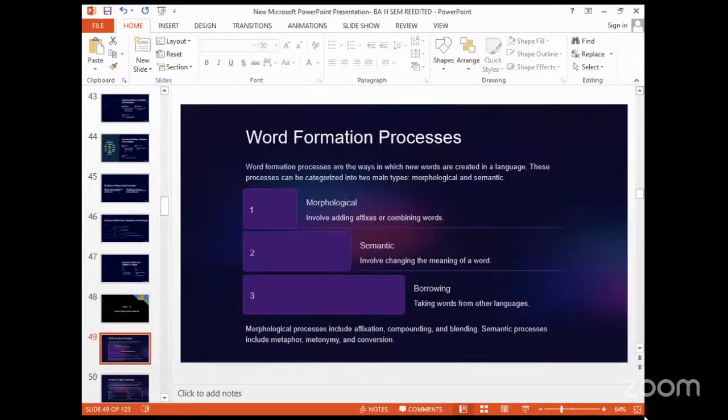So if you look at it, these are some of the levels. Word formation processes are the ways in which new words are created in a language. Now, these processes can be categorized into two main types, morphological and semantic. When I talk about the morphological, they involve adding affixes or combining words, right? The semantic ones involve changing the meaning of a word.